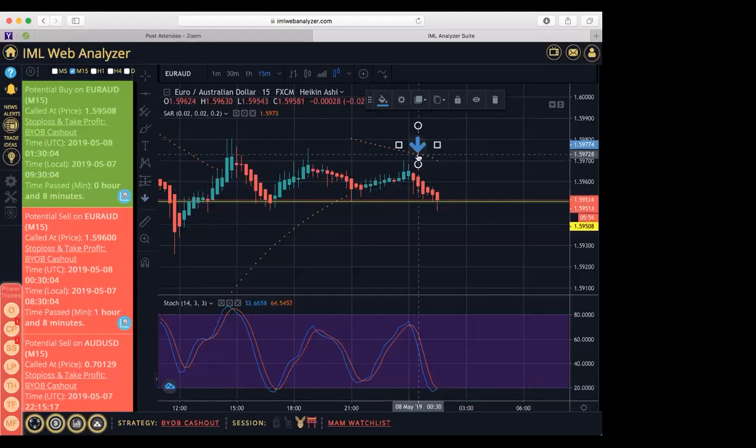My PSAR flipped to the top, but my stochastic is not all the way at the 80. It's not in the middle, but it's not all the way at the 80. So this is where you have to make judgment. 80, remember 80 is a stronger sale, increases your accuracy. It's close to the 80, but 80 is a stronger sale, increases your accuracy. Now, where was my call price? 1.59600.